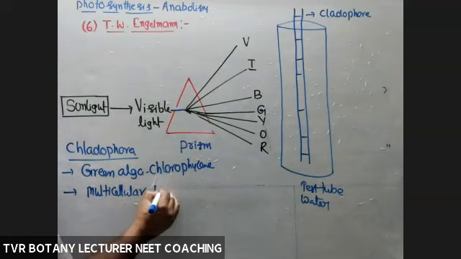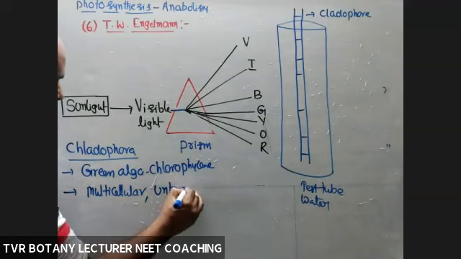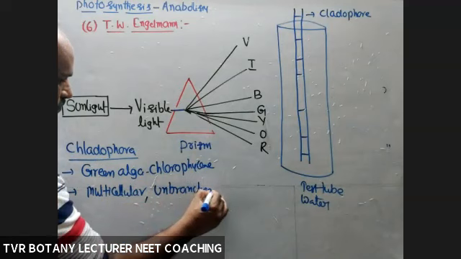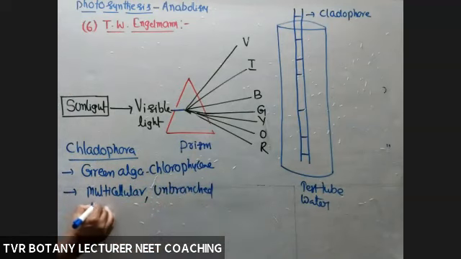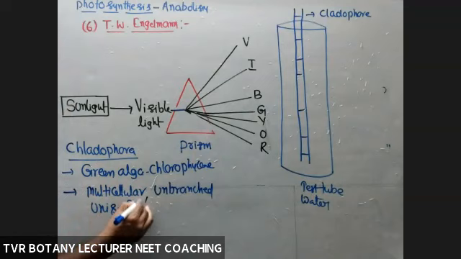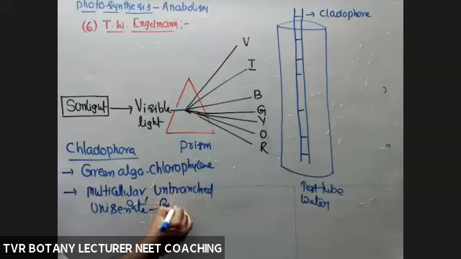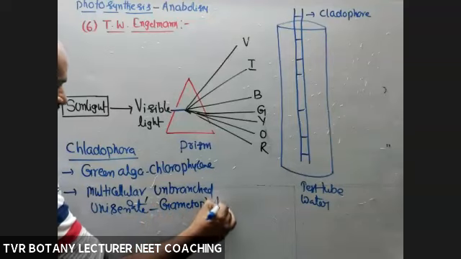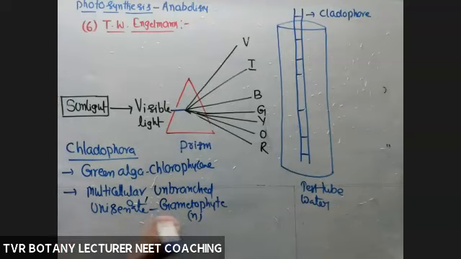Multicellular, unbranched. Unbranched, uniseriate, one row. Gametophyte. The dominant phase is the haploid gametophyte. So it is able to perform oxygenic photosynthesis.